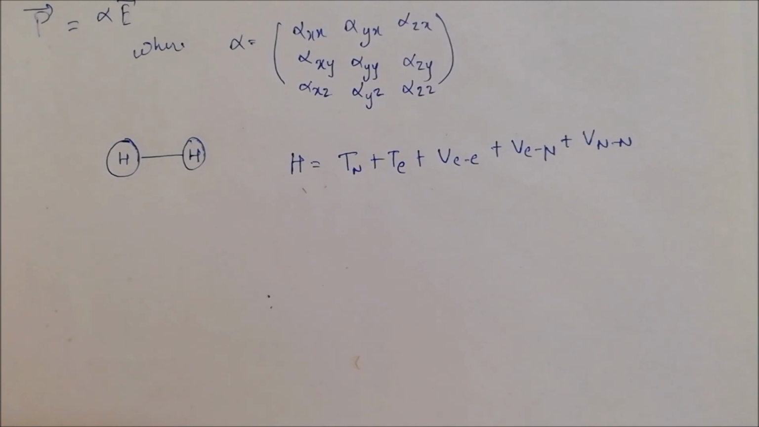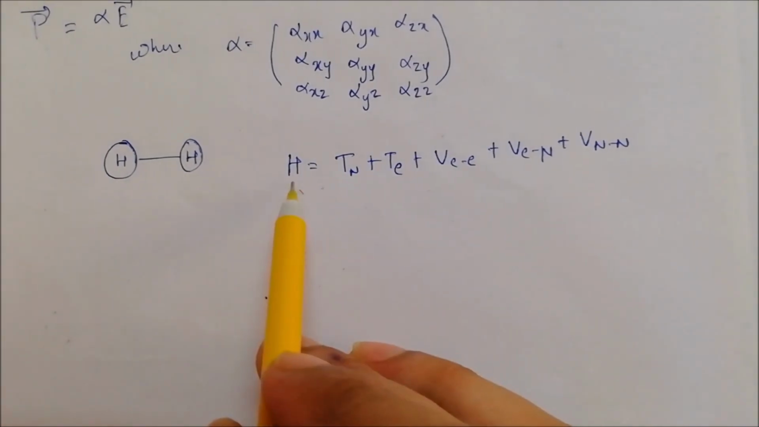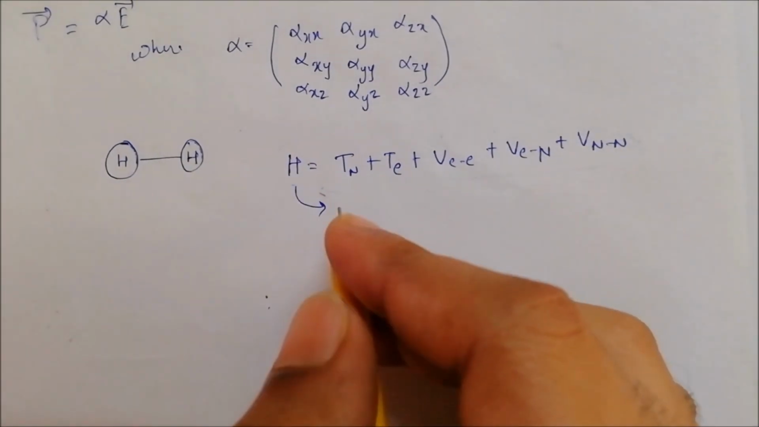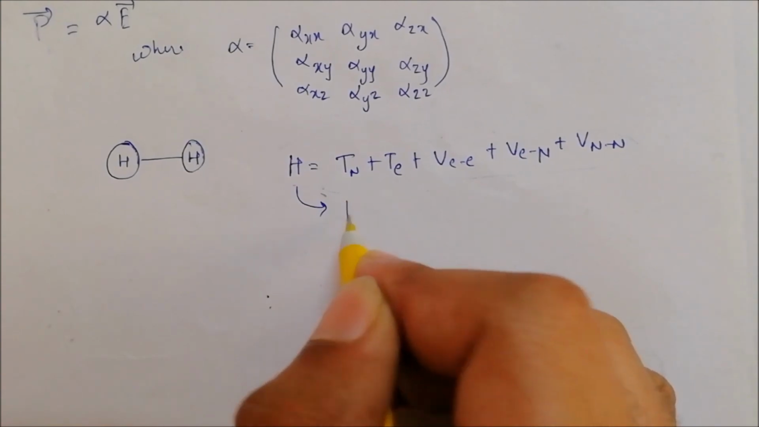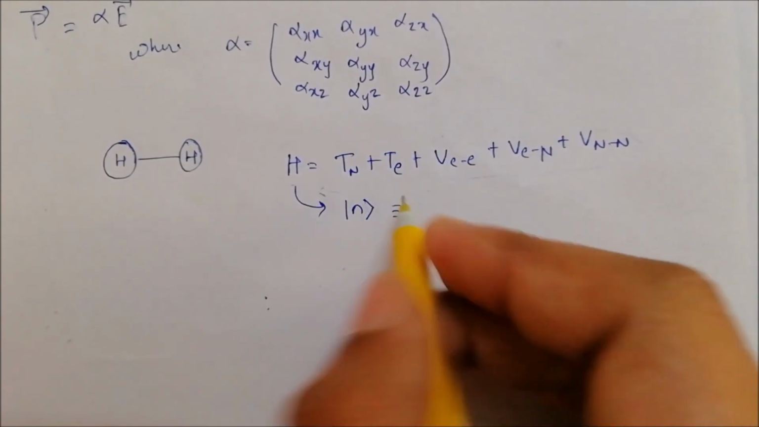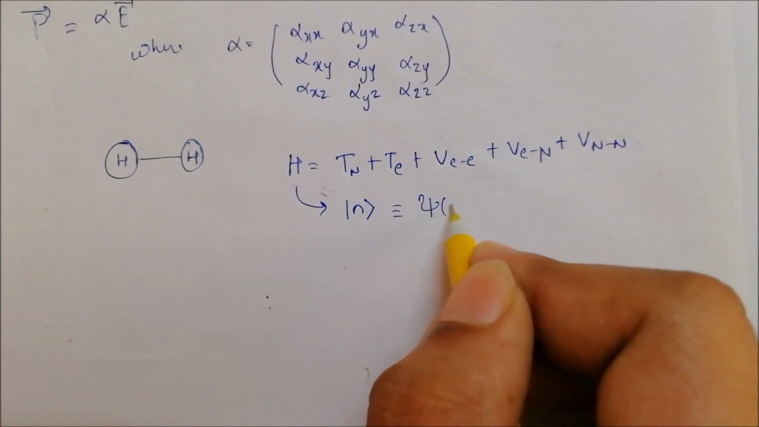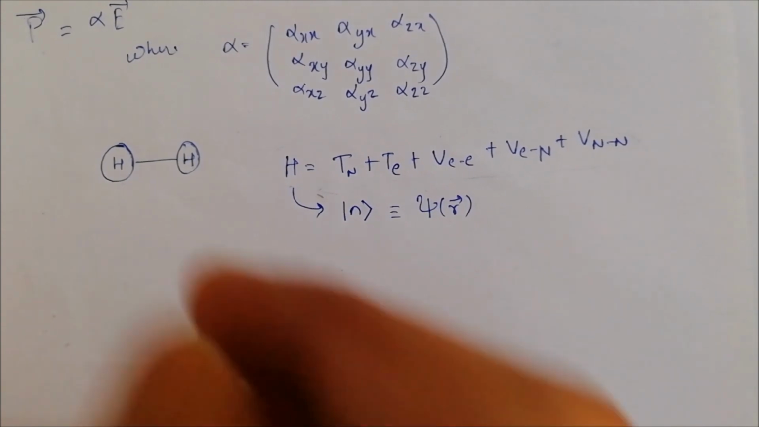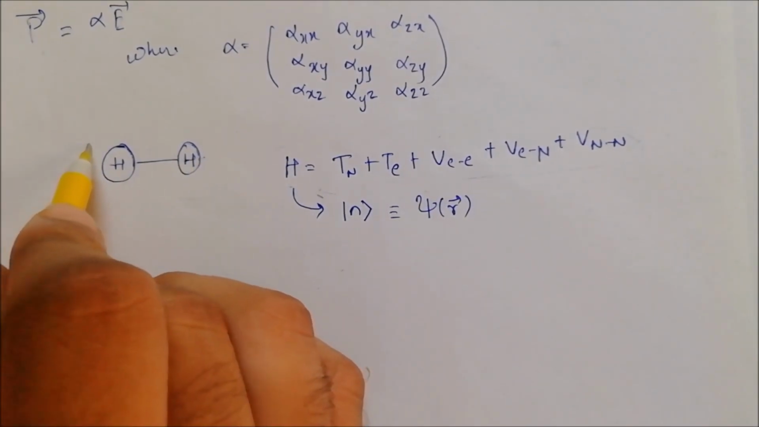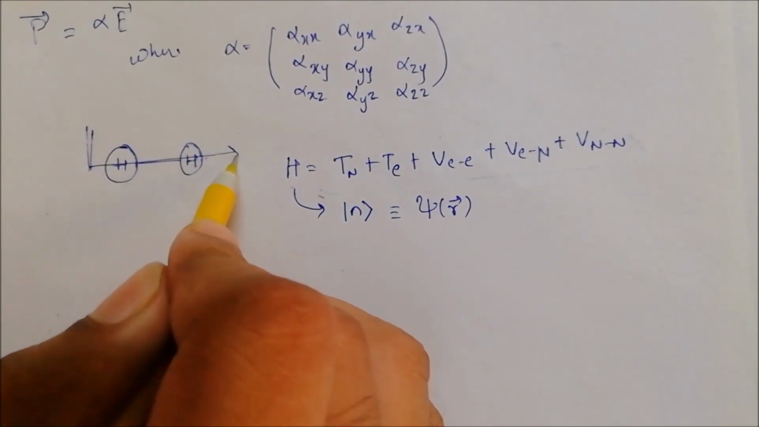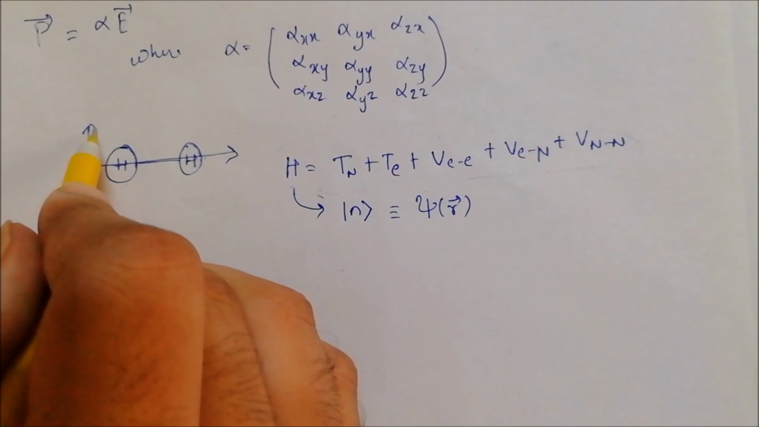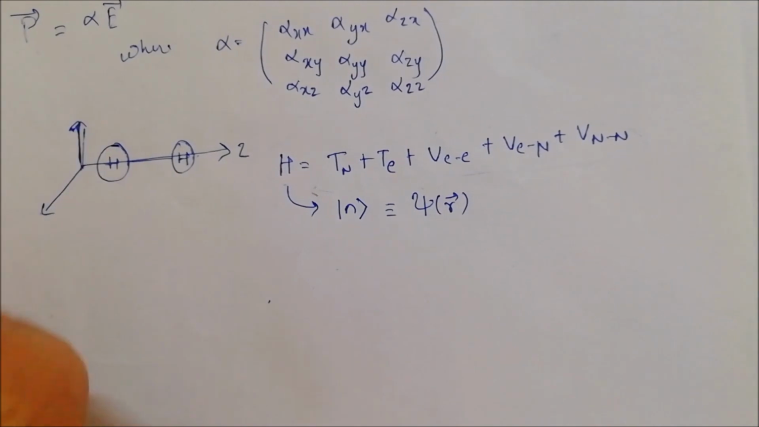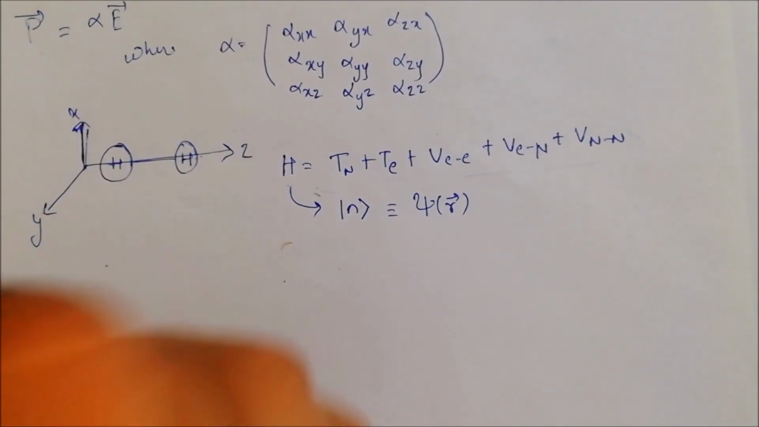So in absence of any external influences, our unperturbed Hamiltonian looks like this, and this has its own set of stationary eigenstates, which are, let us call them n. This is just the psi of r. So now suppose this hydrogen molecule is aligned along the z direction with reference to some coordinate axis. So if this is z, x and y, so this will be x, this will be y.